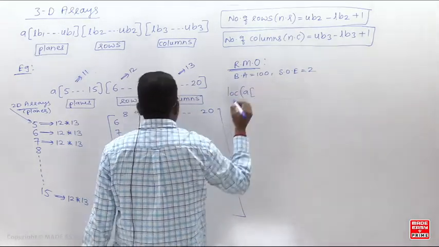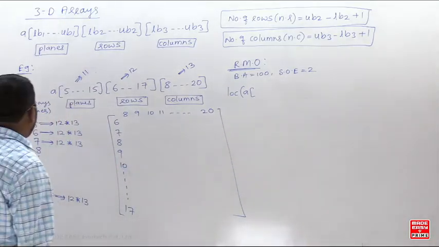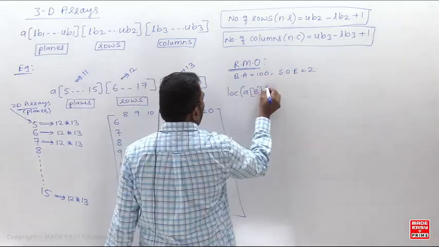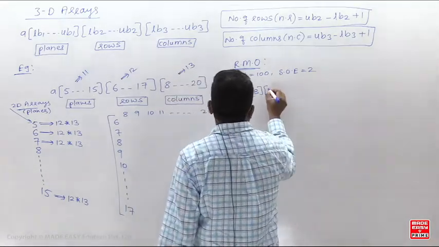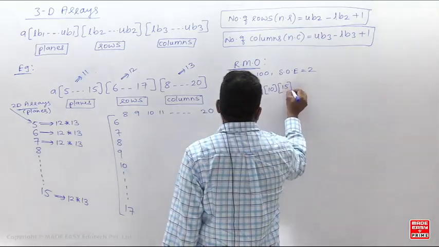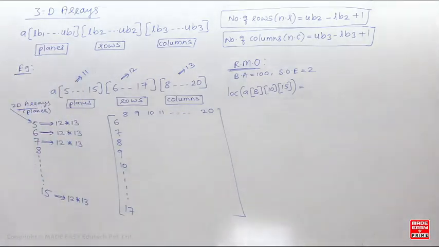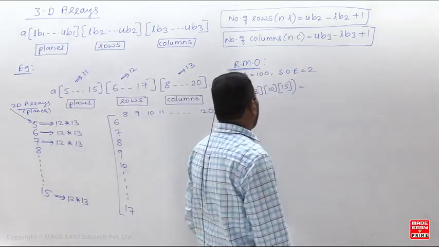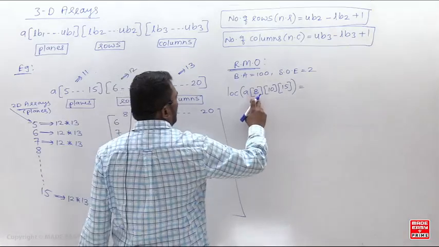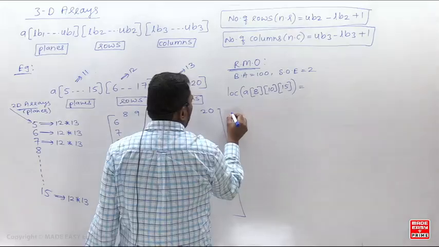Location of A of which 2D array do I want to go to? Listen here. The 8th 2D array I want to go to, and the next, row number 10 and column number 15. Listen carefully. We'll find out the location of A[8][10][15]. First listen well, then copy. Base address is 100. Size of the element is 2 bytes. 8th 2D array, 10th row and 15th column. Row major order. So let's find this out.